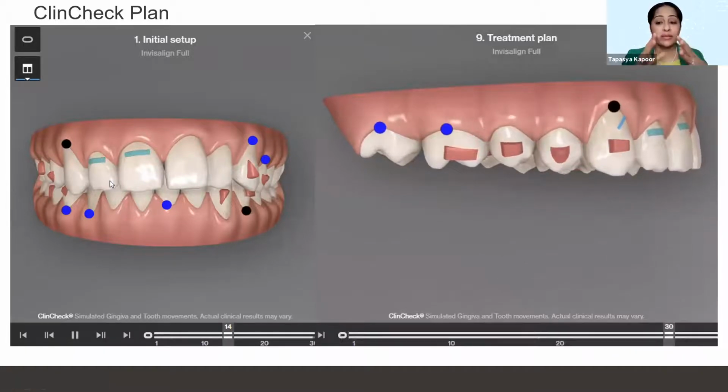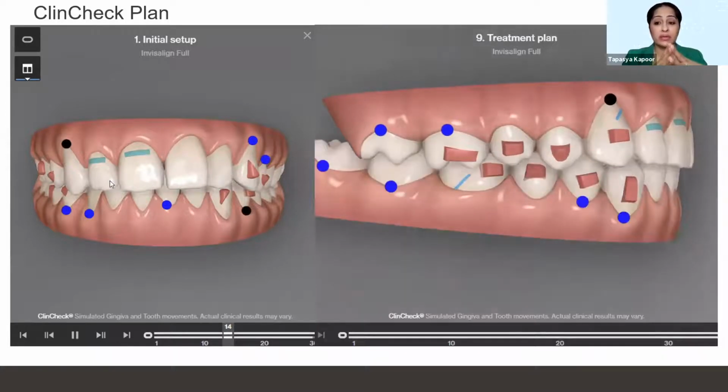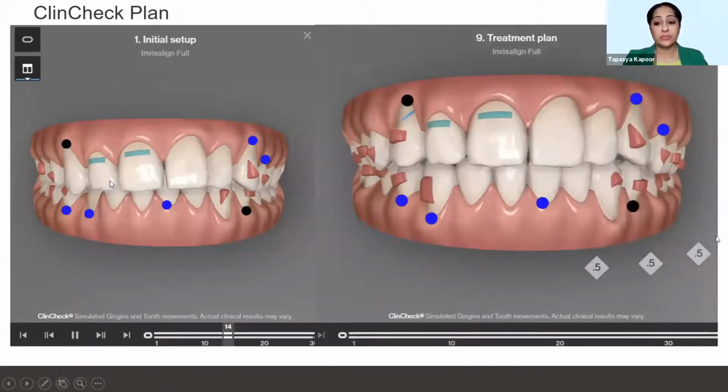Why is that? Because A, the amount of retroclination is not that severe, and B, it's a young adult. So we don't always have to do a staged correction for upper incisors, especially when they're retroclined. Like I said, in this case, we're doing simultaneous intrusion.